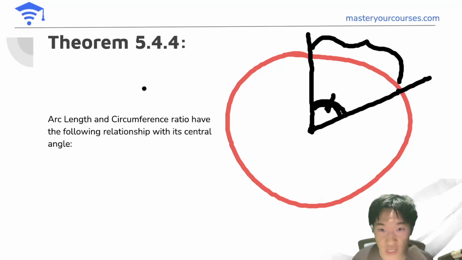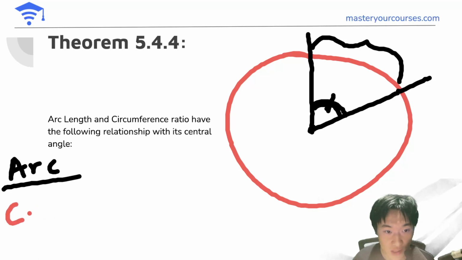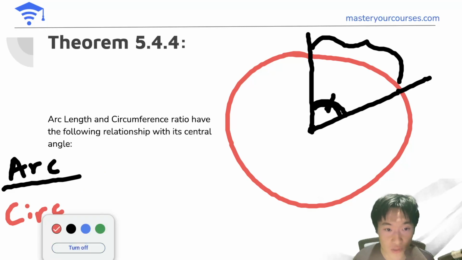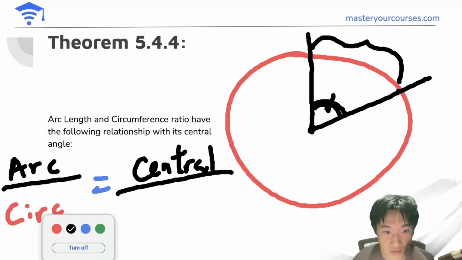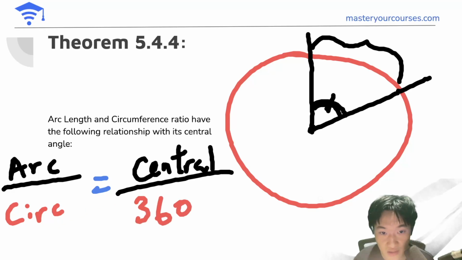So what this is just saying is that arc length, we'll just denote as arc, divided by the circumference, I'll denote as circ, is actually equivalent to the central angle, I'll denote as central, divided by 360 degrees. This is something that is very useful when you try to find basically the length of an arc. Because if you have the circumference, which you can get by the radius, and then you have the central angle, which might be given to you by the question, then you have all the elements necessary to find the arc length.